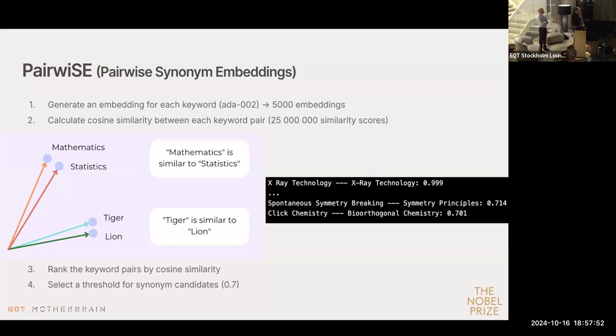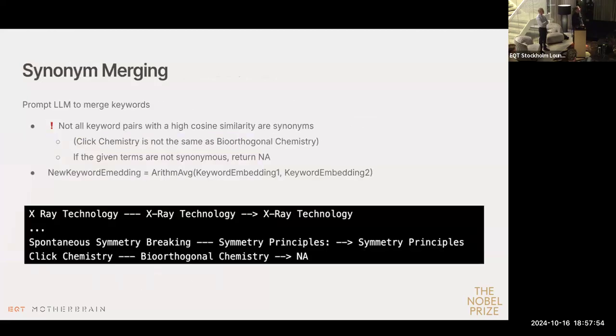Exactly. So then, using that, we went on to the next step. And this was very simple, we simply prompted the language model to merge those two input keywords into one merged keyword. And of course, it was still important to consider that even though we set this threshold, not all keyword pairs above this threshold were automatically synonyms.